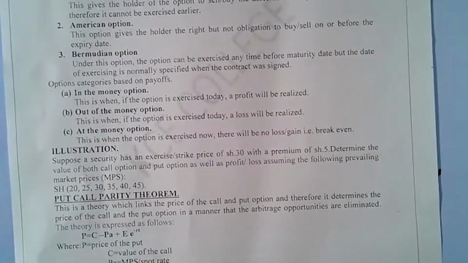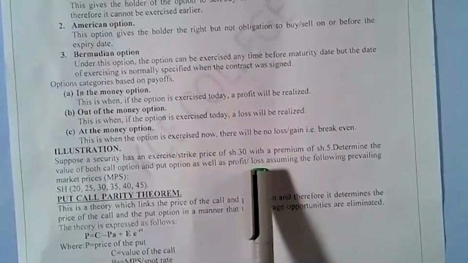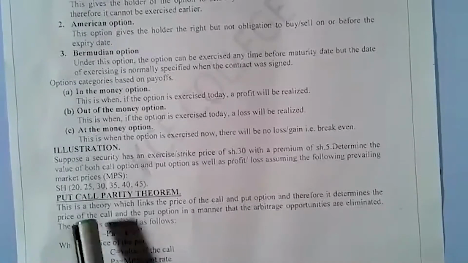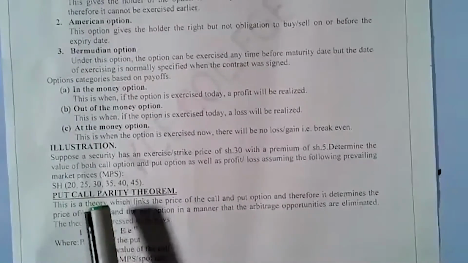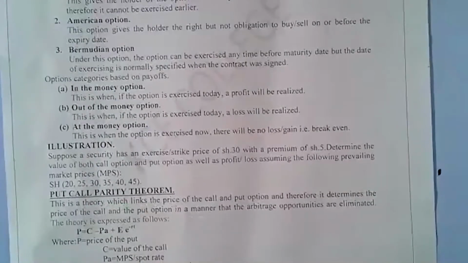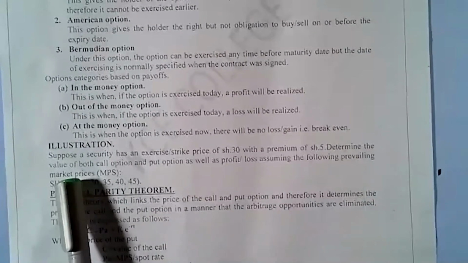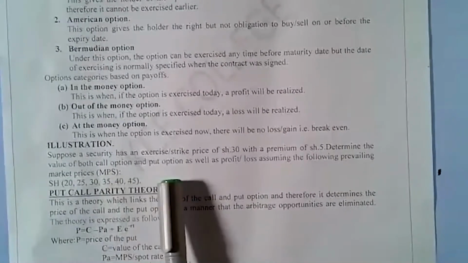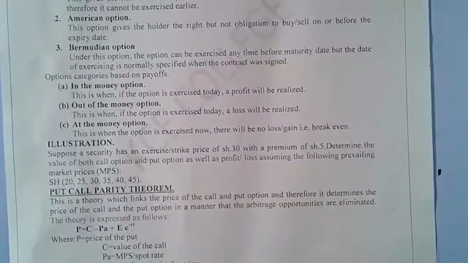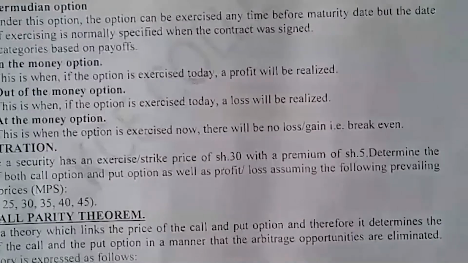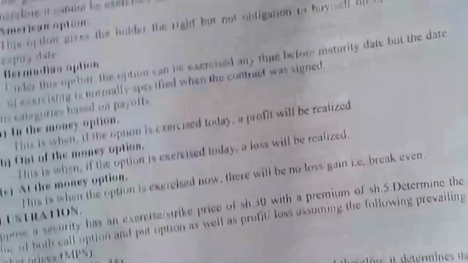So in this case, you are given the exercise price. That means when you buy or sell it at 30. But the market price can either be 20, 25, 30, 35, 40, or 45. You need to determine the value for both the call option and the put option. Also, you need to get the profit or loss. So how do we determine that? This is how we determine.